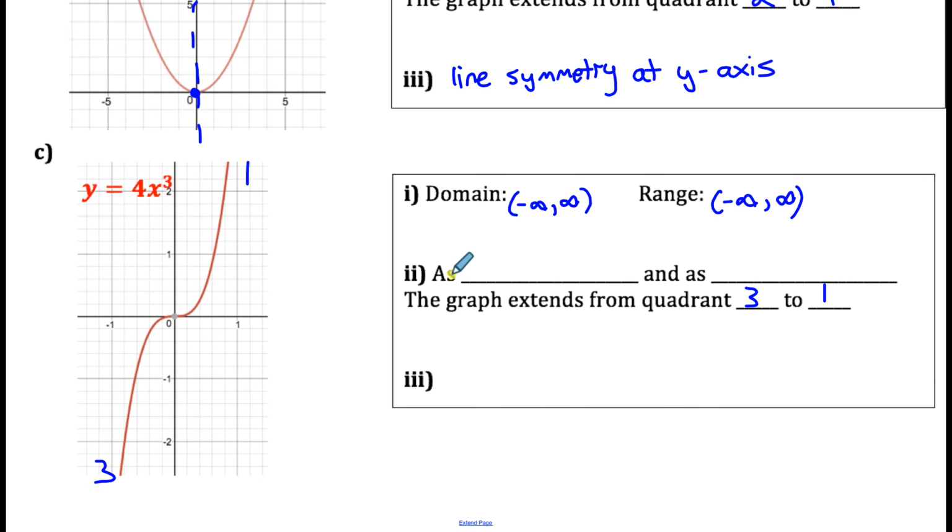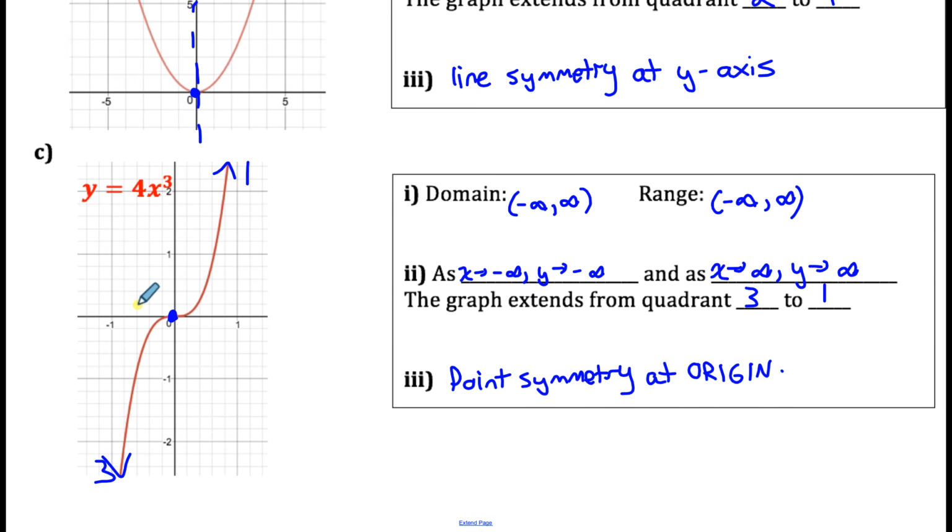Or we could write it the other way and say as x goes to negative infinity, so as I move to the left, the y values are going infinitely low. They're going to negative infinity. And as x goes to positive infinity, the y values are going to positive infinity. As I move to the right, the y values are going infinitely high. It has opposite end behaviors on either side. And this one, once again, because it's an odd degree power function, has point symmetry at the origin.